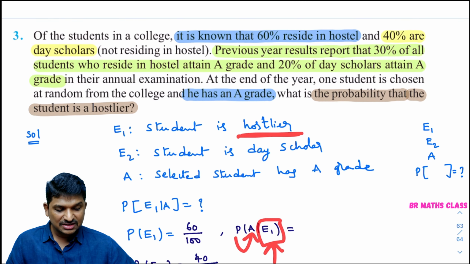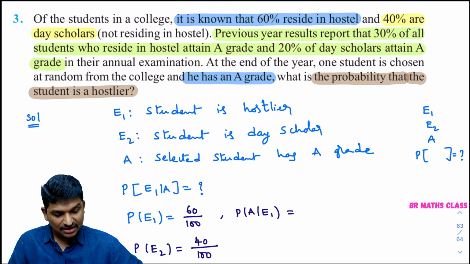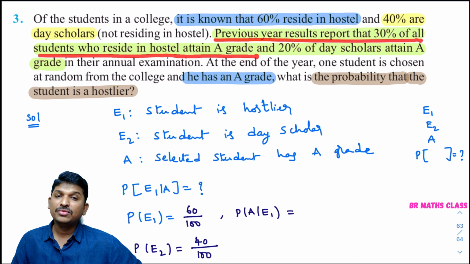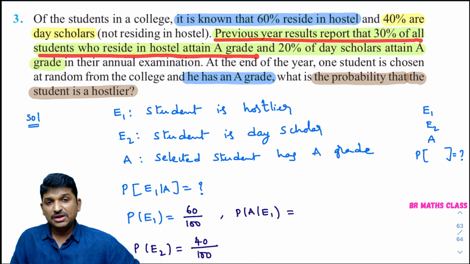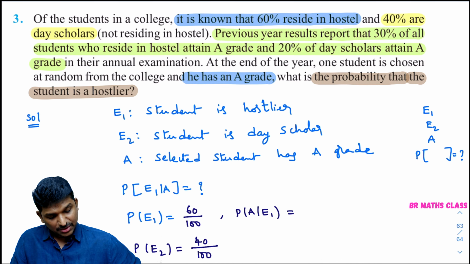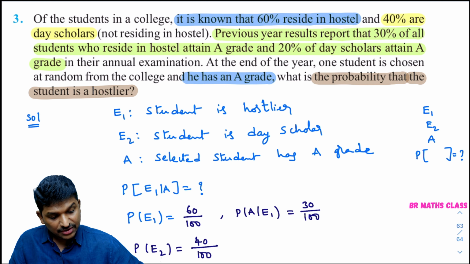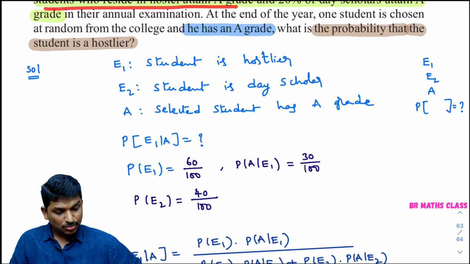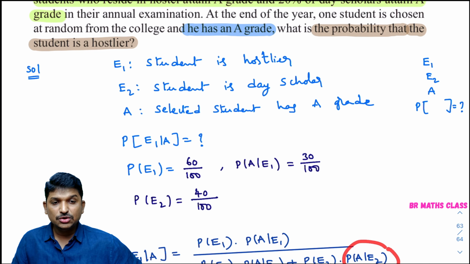Look here, previous year results report that 30% of all students who reside in hostel attain A grade. Hostler, E1 means hostler. 30% of hostlers are getting A grade from the previous year result. So probability of A by E1 is what? 30 by 100, because in the question they gave 30% of hostlers attaining A grade. Okay. Now, as per the formula, we need probability of A by E2.